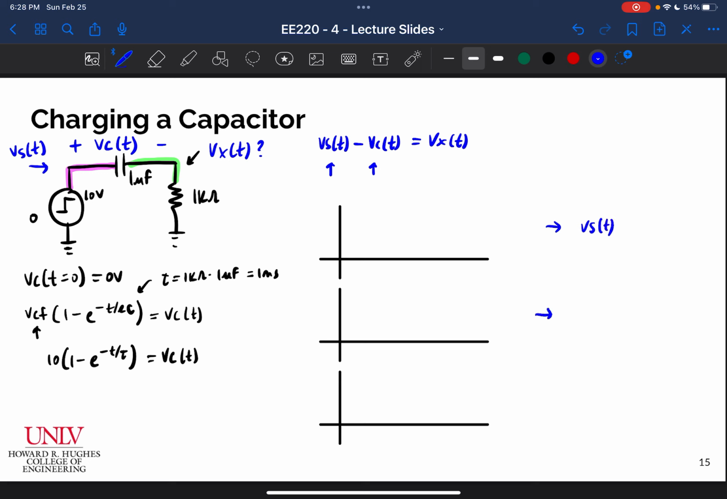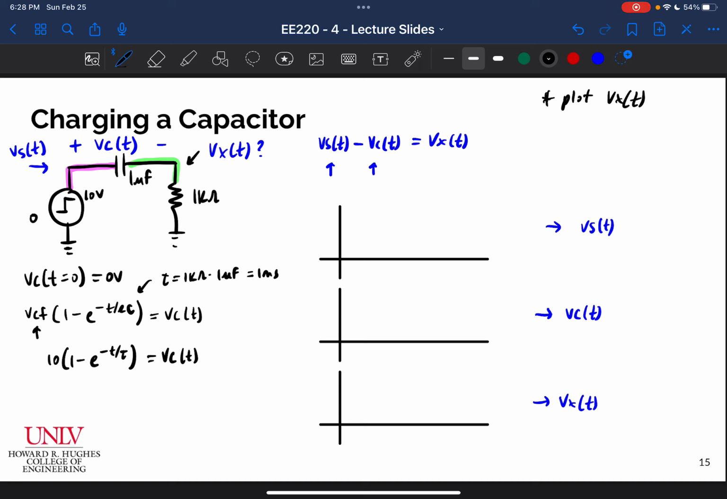We know Vc of t, and we can plot that. And we're interested in Vx of t. So again, my question here is, what does Vx of t look like? Basically, let's say that the question asks, plot Vx of t, or sketch Vx of t, or something along those lines. Okay, so Vc of t, we know what that looks like.